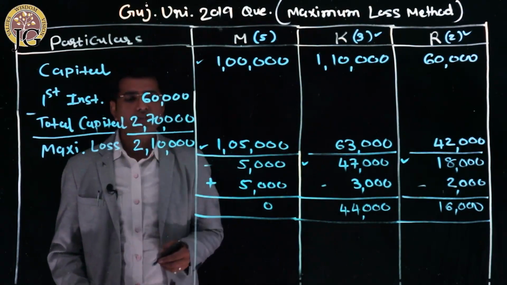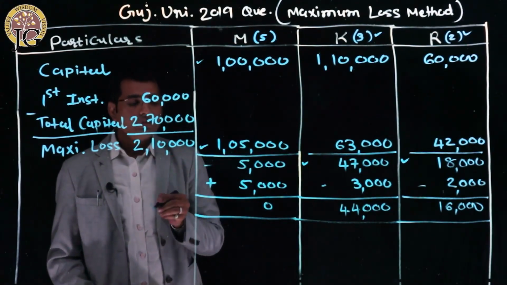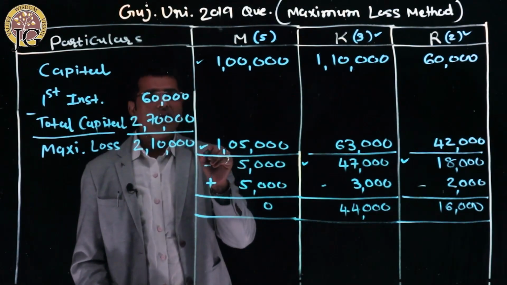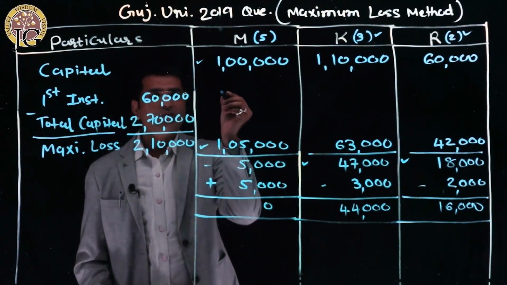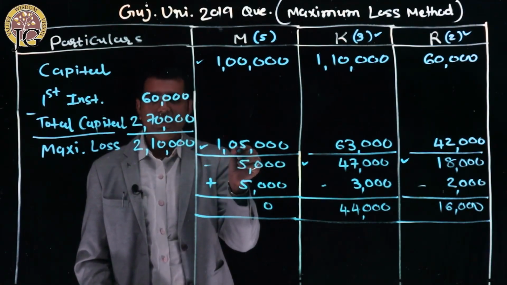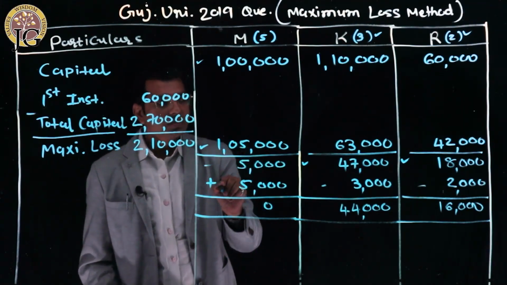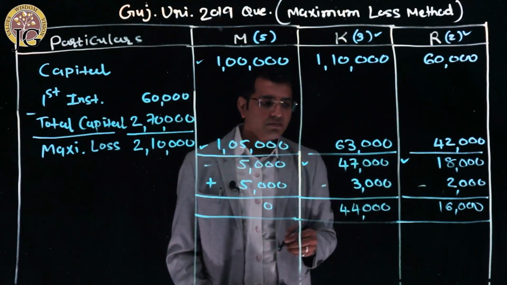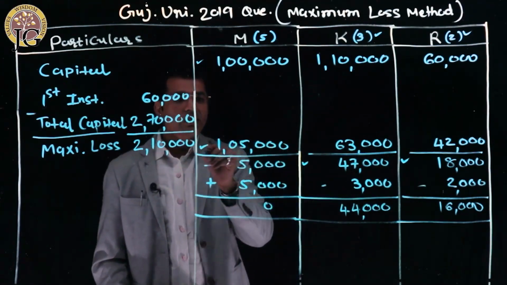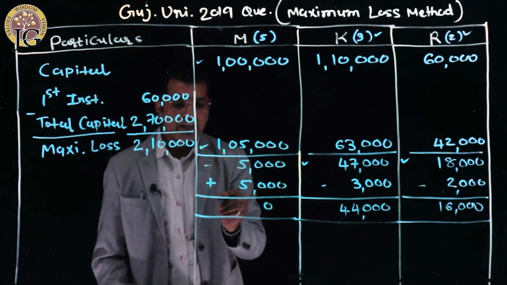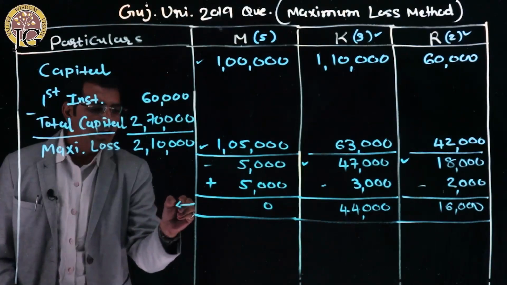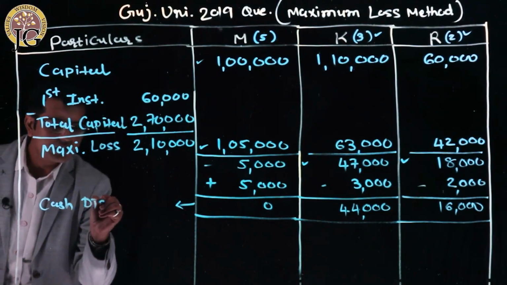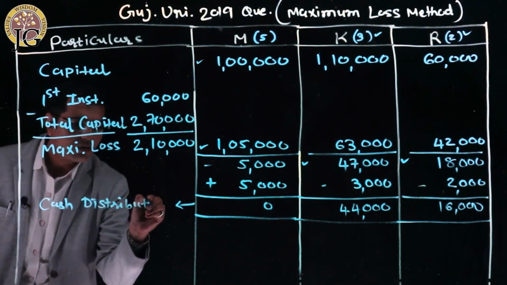Again, let me remind you. I already told you that while distributing maximum loss, if the maximum loss distributed to a partner is more, that is capital deficiency, and capital deficiency is distributed amongst the other partners, those who have positive balance. After deducting the maximum loss, whatever we get is cash distribution. That means these are the balances we received for cash distribution.